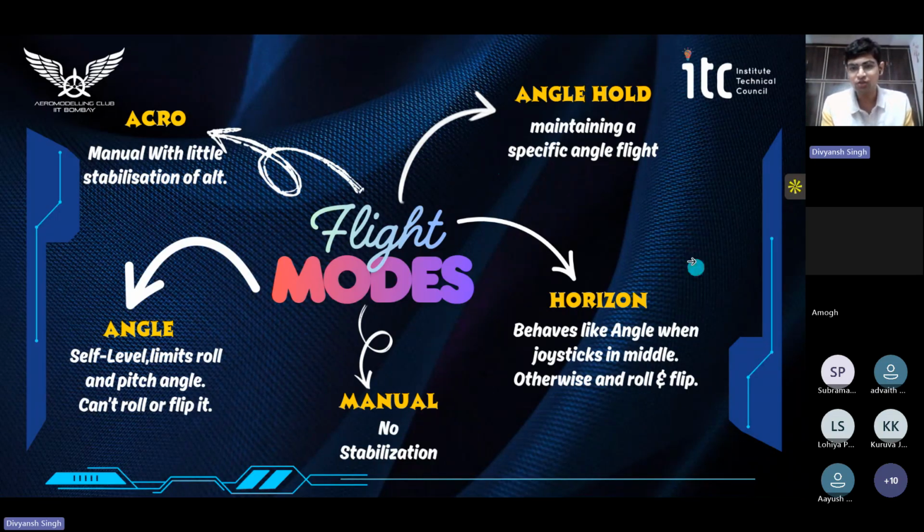Then we have the horizon mode, which is very similar to the angle mode, but the only difference is that here the pilot can, if he wants, roll and flip the aircraft or the drone. If you keep your joysticks towards the center, towards the mean values, it acts like angle mode. But if you move your joystick to the extreme ends, your aircraft can roll and flip.